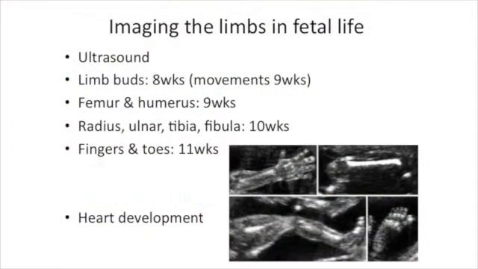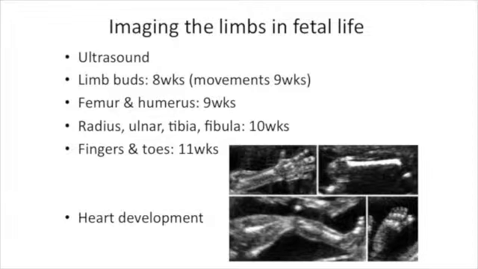So when we think about imaging the limbs in fetal life, typically we talk about ultrasound, and most women would have an ultrasound, or certainly it would be offered at 12 weeks in pregnancy, and by that stage you should get a good view of the limbs. As I said, limb buds really should have progressed by 8 weeks. You can actually see movement by 9 weeks, and the upper bones develop before the lower bones, and then fingers and toes really by 11 weeks.